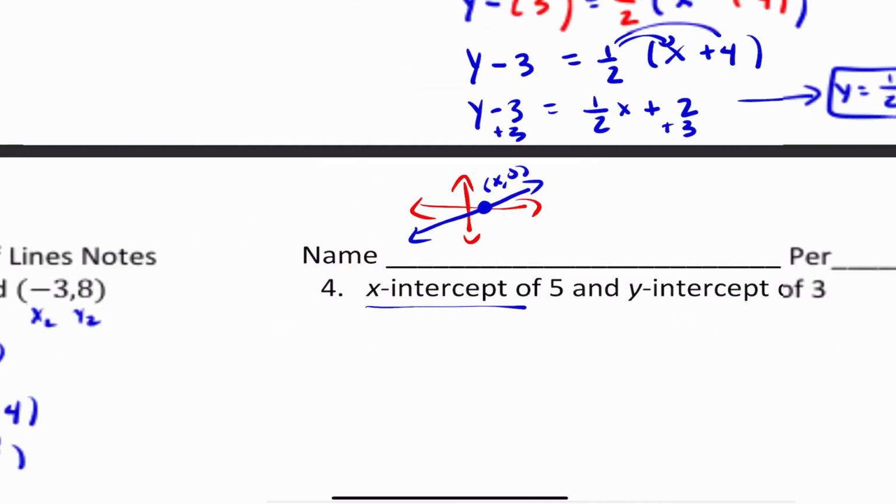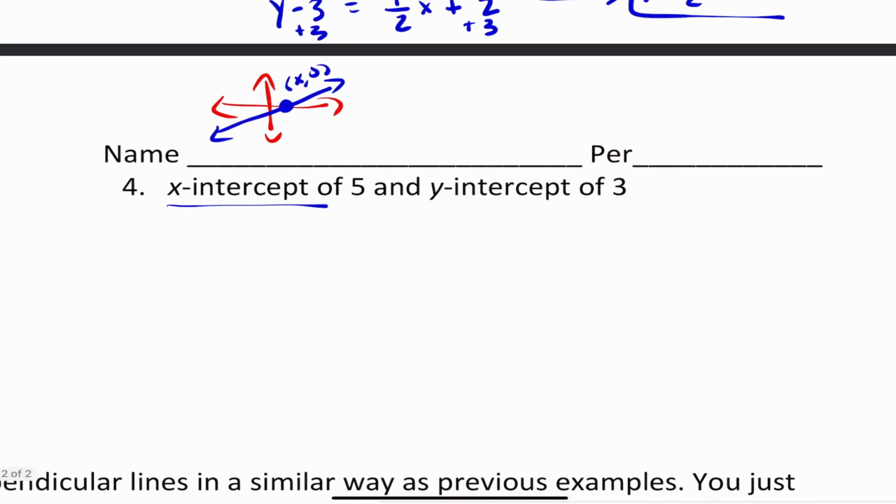x comma 0, okay? So with the y-intercept, we already talked about that. That's in the form 0 comma y, right? So if we're talking about the x-intercept of 5, that's basically 5 comma 0, and we're talking about the y-intercept of 3, that's essentially 0 comma 3, okay?